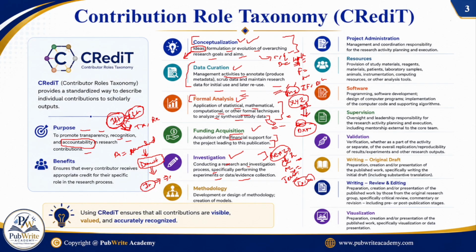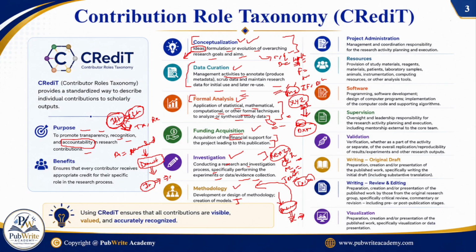Then come to the methodology. Methodology simply means the development or design of the methodology and the creation of any model. It involves developing quantitative as well as qualitative methodologies or frameworks. Apart from that, if any person is defining the search methodology for a review, like making search strings, that also comes under the methodology part. If you are writing a systematic literature review and determining the inclusion and exclusion criteria, that also comes under the methodology part.